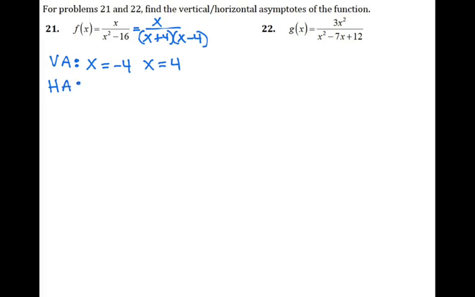For horizontal asymptotes, you need to compare the degrees. You compare the degree of the numerator versus the degree of the denominator. The degree of the numerator is 1. The degree of the denominator is 2. Since the degree of the numerator is less than the degree of the denominator, my horizontal asymptote is y equals 0.